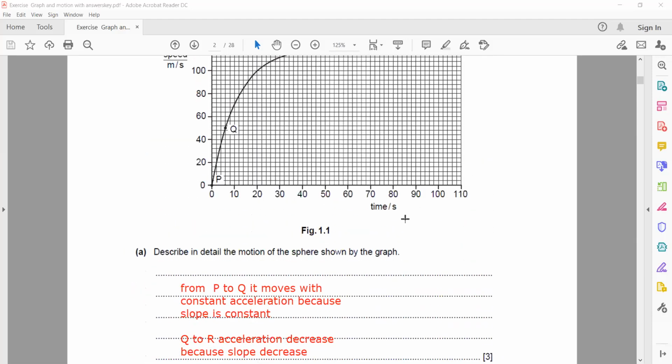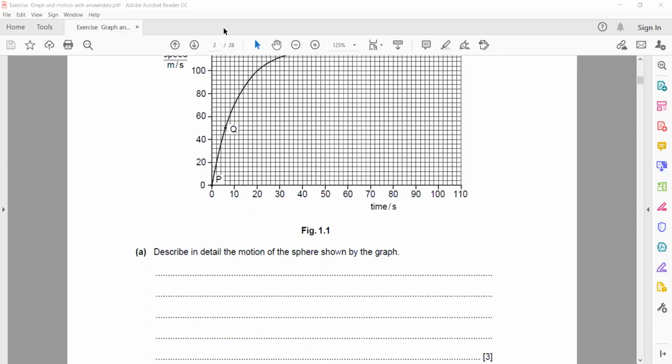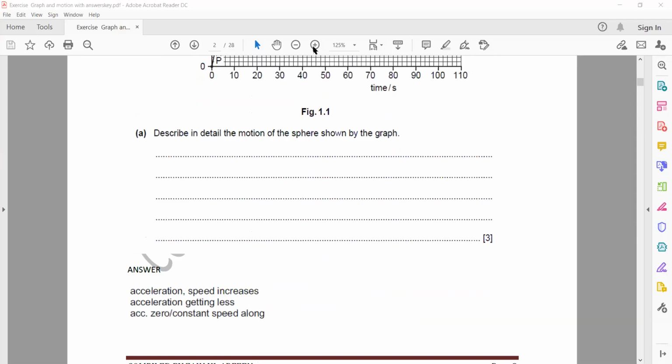No acceleration because the slope is 0. Is it clear? The answers and the marking scheme I also added to this assignment so that you can have an idea of the acceleration and speed.